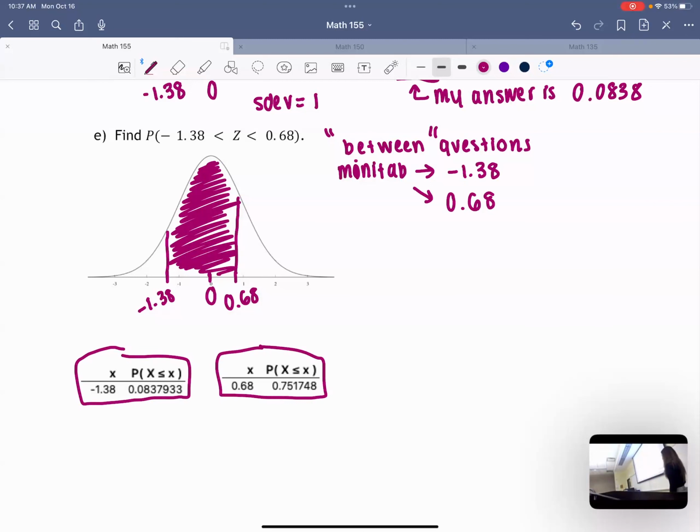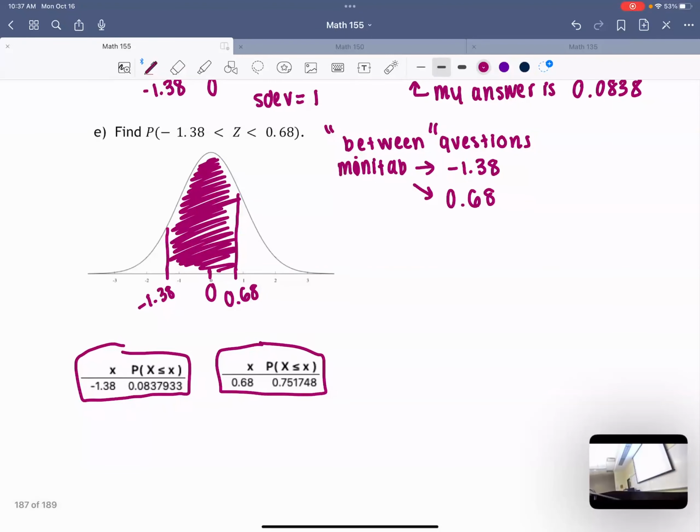Does anyone want to see me do this, or do you feel good? You want to see me do it? Oh, you're good? Okay. So let's just say I did Minitab twice. I got negative 1.38. I got 0.68. Let me explain what these two mean.